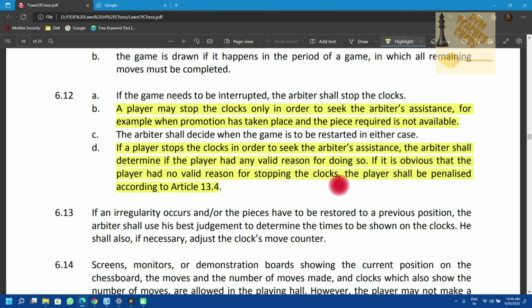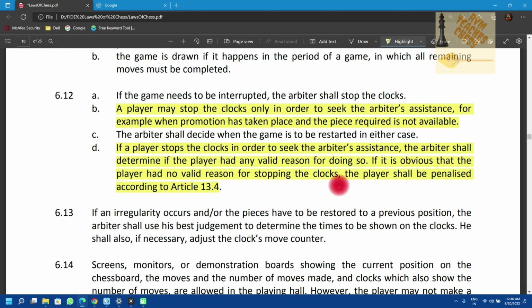A player may stop the clocks only in order to seek the arbiter's assistance. For example, when promotion has taken place and the piece required is not available. Which means, say in the endgame your pawn has reached the 7th rank, and on the next turn you are about to promote it to a queen, but you have no extra queen with you. Maybe you already have one queen on the board and you want another queen. So what you do is you immediately stop, call the arbiter and ask him for an extra piece or an extra queen, which the arbiter will grant you.